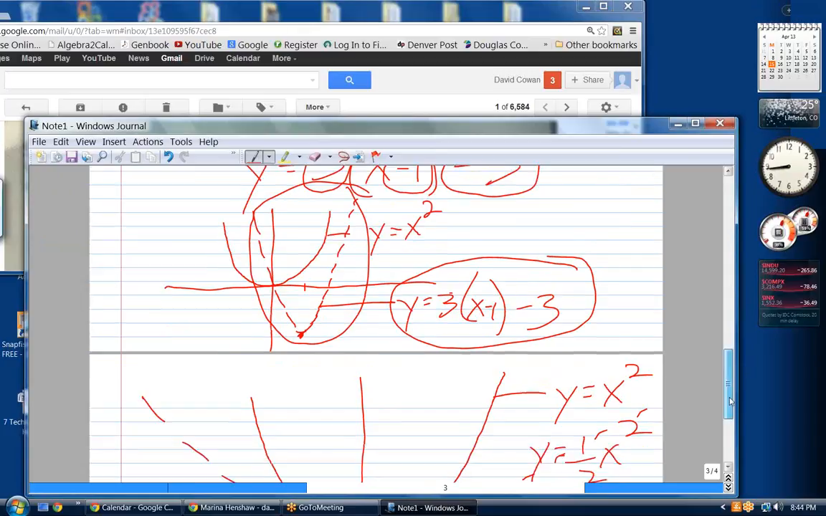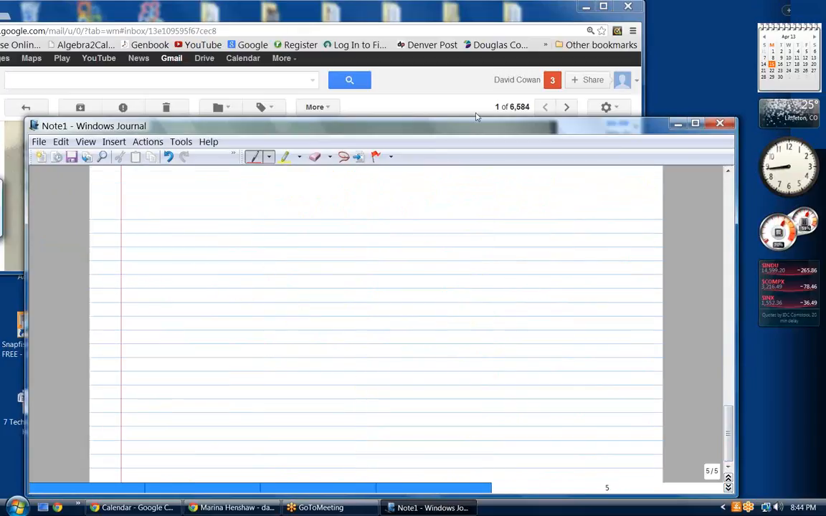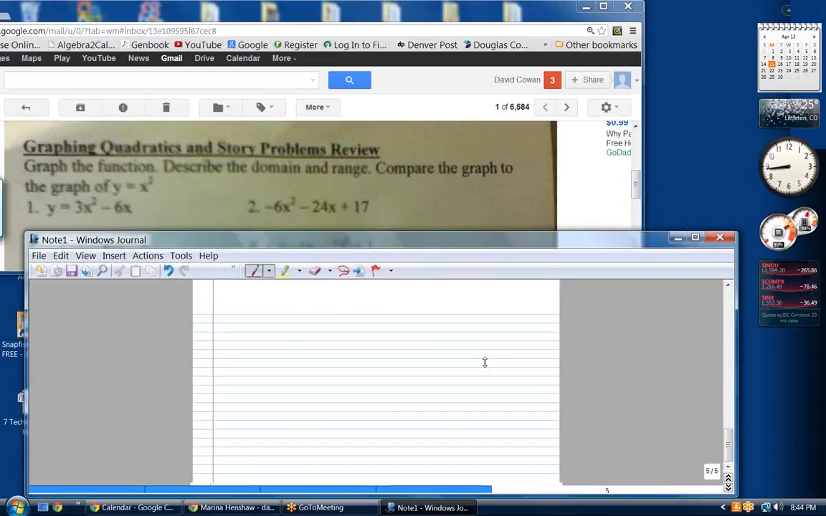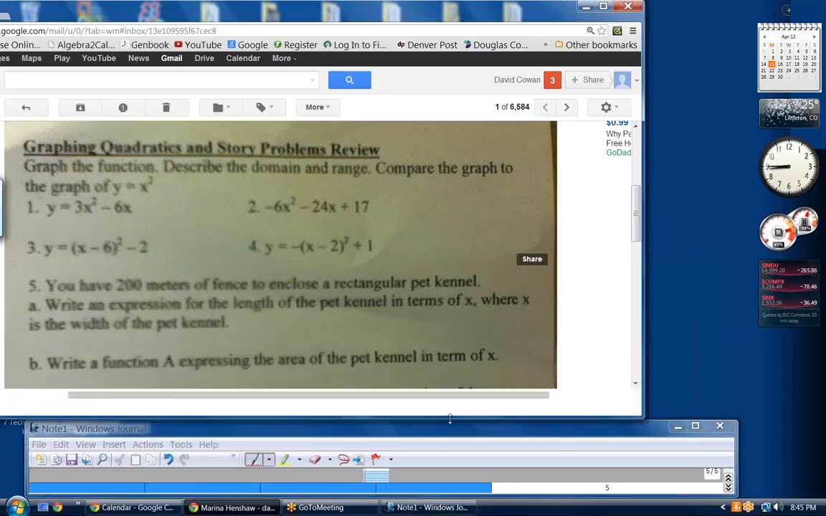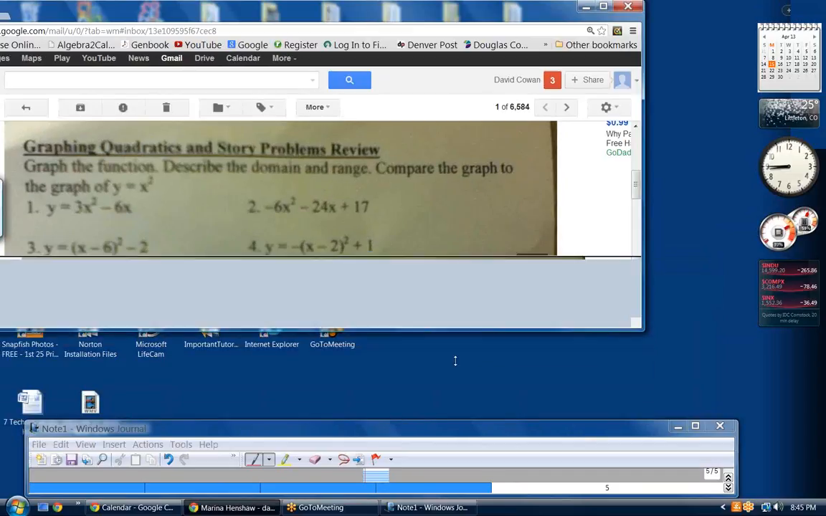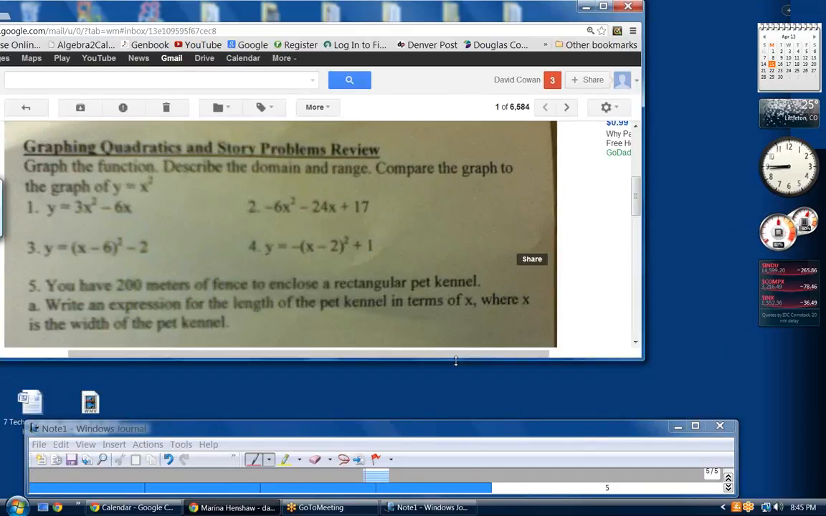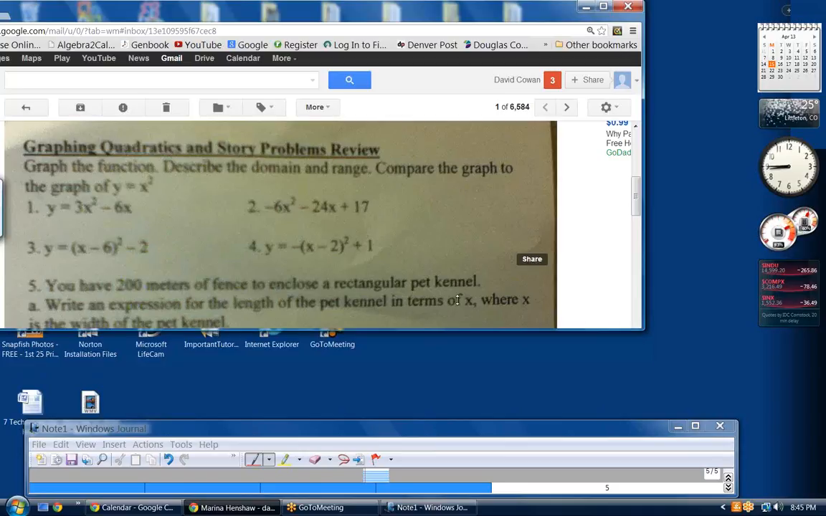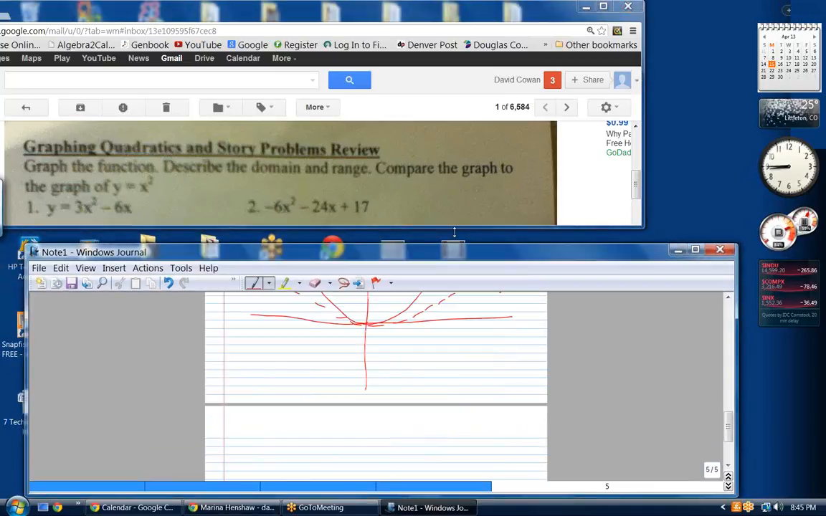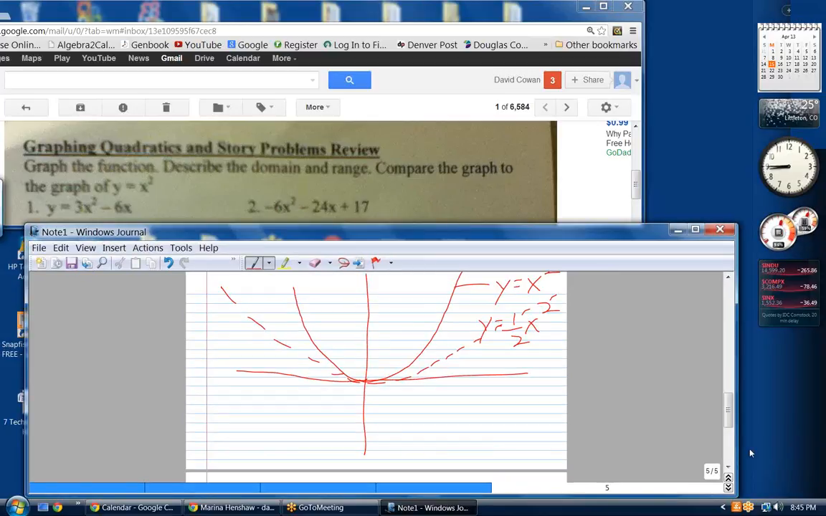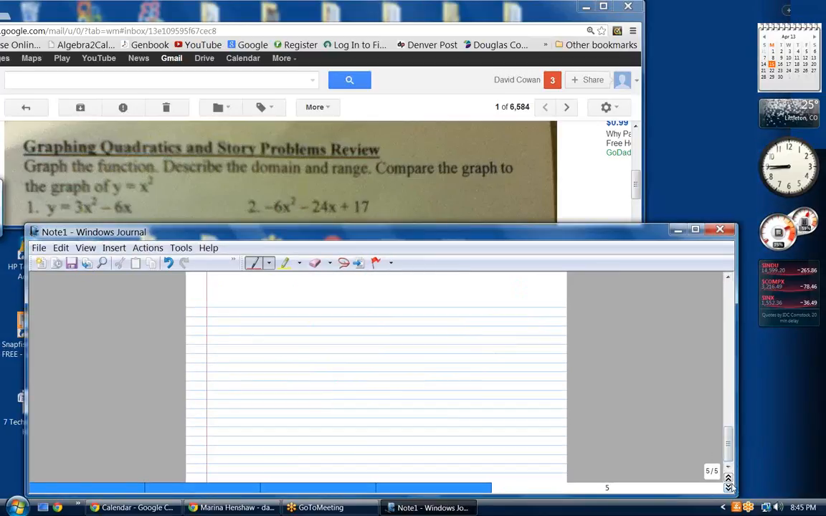All right, let's do another one. Now, we took quite a bit of time to do that. But each one of these is different enough that we need to do all of them. So let's look at number 2, because each one of these is a parabola, but there's just enough different about them that we need to keep going.